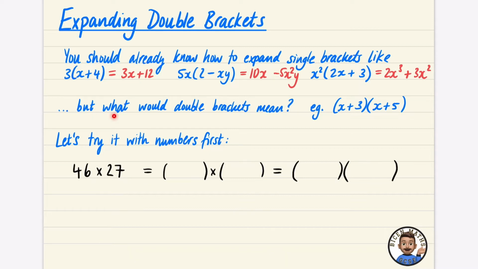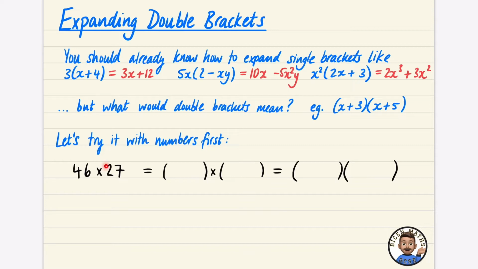Well, what about if there were double brackets? For example, what if we had x plus 3, x plus 5, where the thing that's outside is actually two things being added together inside brackets? Just like this part, this number here means that it's multiplying this section, and this thing is also multiplying this thing. But we're going to try it with numbers, because sometimes that makes it a little bit easier to understand what's going on.